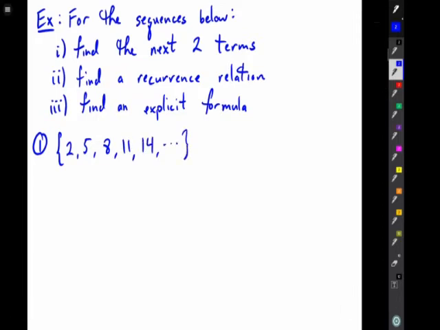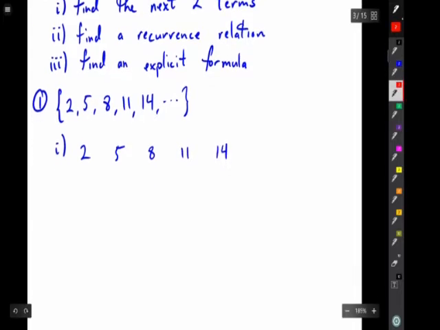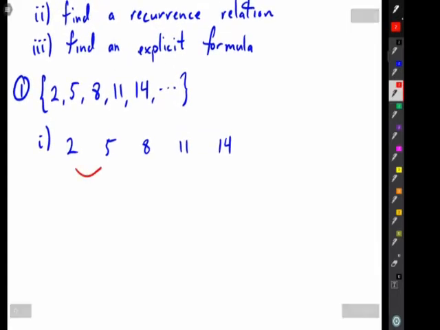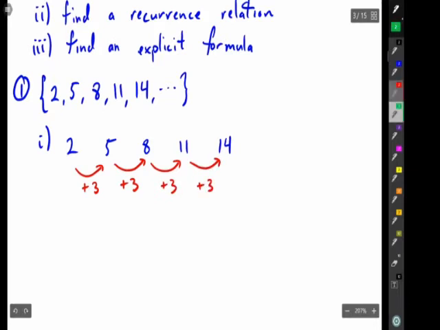Right? So let's look at this. What would the next 2 terms of this sequence be? In order to do this, a good start is to say, well, how am I getting from one term to the next? So 2 to 5 to 8 to 11 to 14. What are we doing? Well, here we're adding 3. Here we're adding 3. Here we're adding 3. Each time we're adding 3.